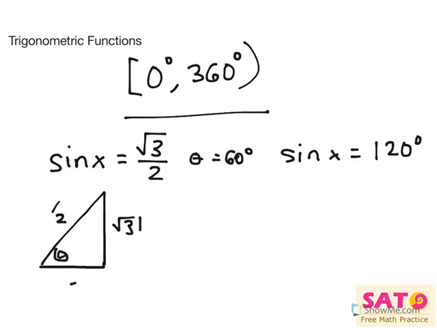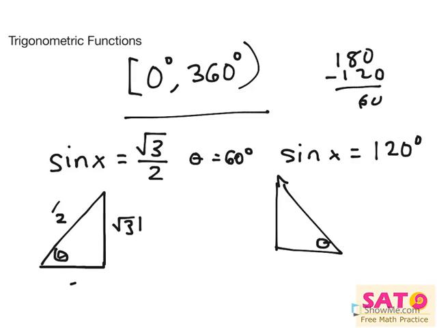Sine of x equals 120. We know that that's in the second quadrant, so let's draw a triangle like this with the angle theta right there. We need to use a reference angle to solve, so the reference angle would be 180 minus 120, which is 60. Since we know that the reference angle is 60, we can solve for the angle by determining which side is going to have 60 degrees.